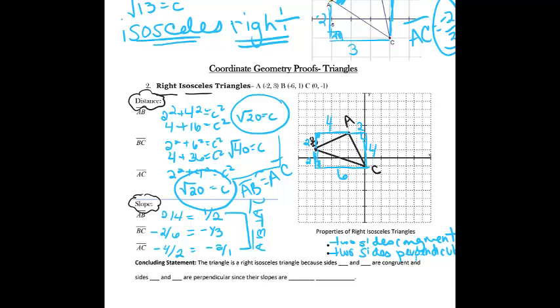The triangle is a right isosceles triangle because sides AB and AC are congruent and sides AB and AC are perpendicular since their slopes are negative reciprocals. I can usually write it on the lines, but I can't with this big pen.